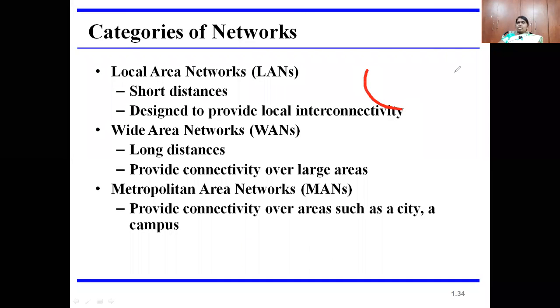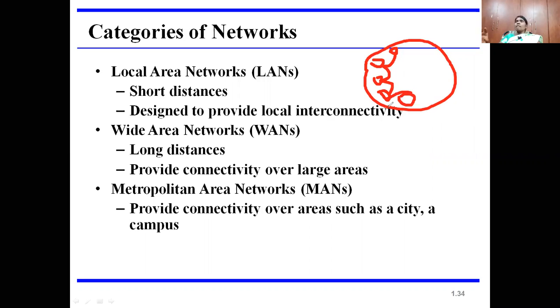If we consider a small office, this is my small office. Here we have some systems like this. To connect all the systems, this might be a bus topology, like a bus topology we are going to connect. So in a single small office or small buildings or a small campus, we can take it.